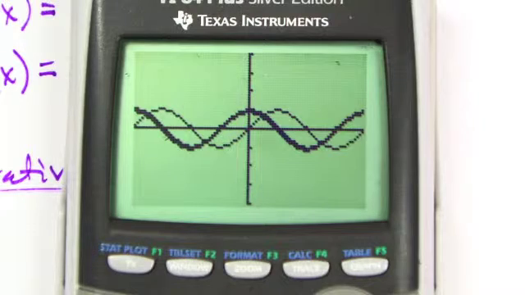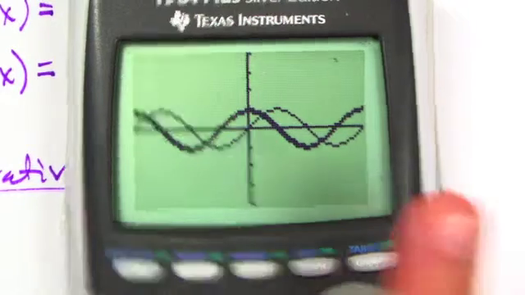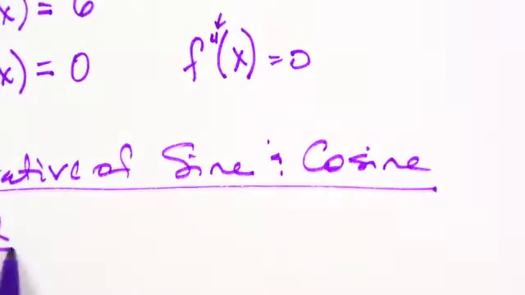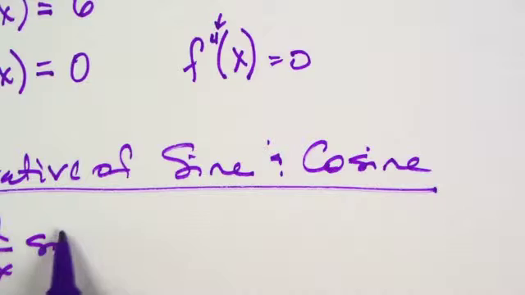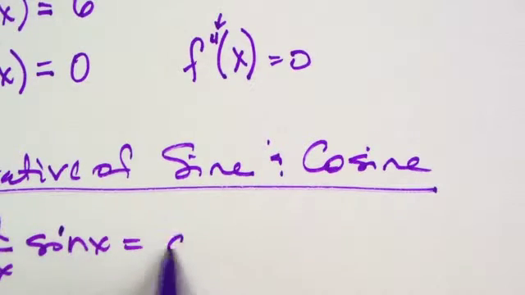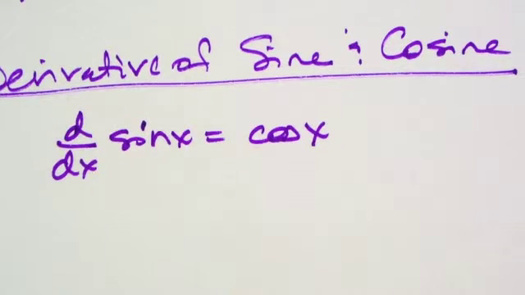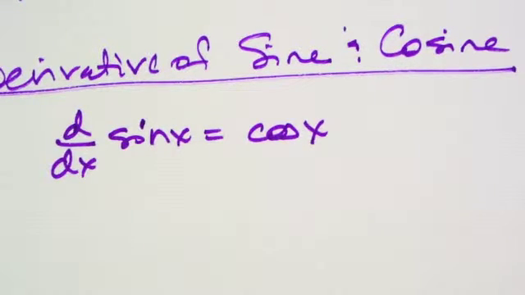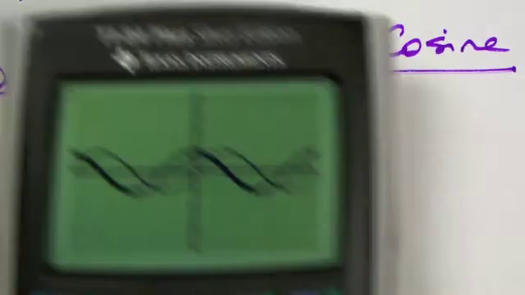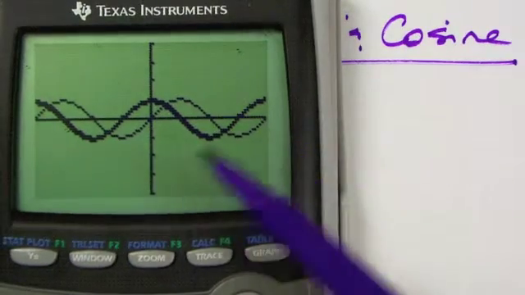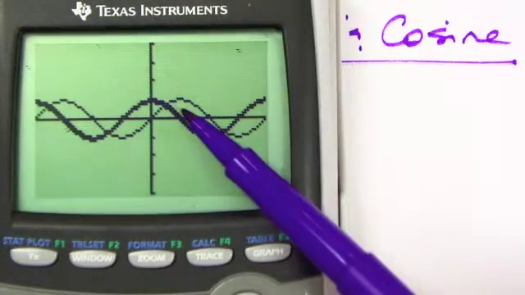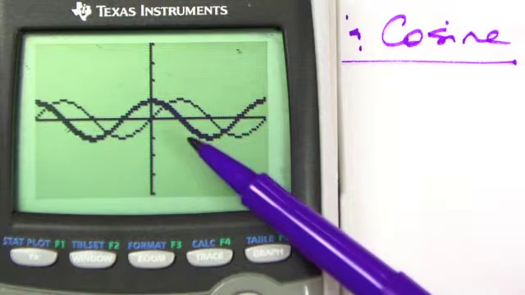What is that? That's cosine, right? Isn't that cosine? Yep. So the derivative of sine of x is cosine of x. That's pretty cool. Okay, so this dark one is cosine x, right?